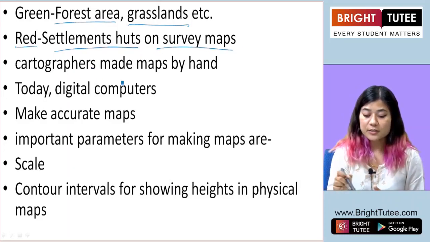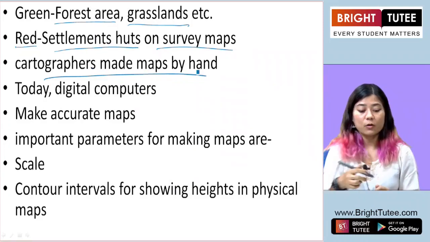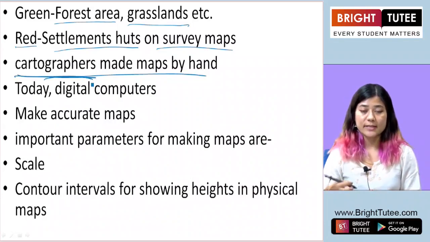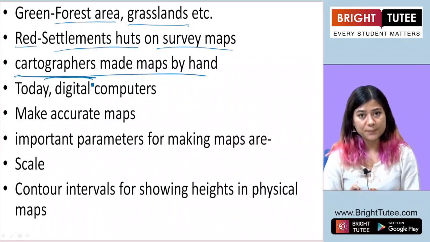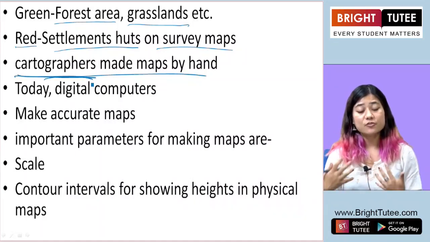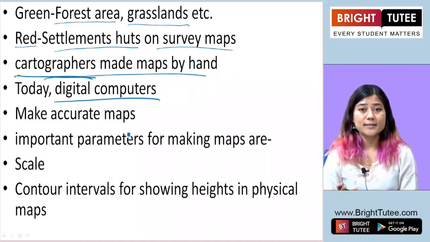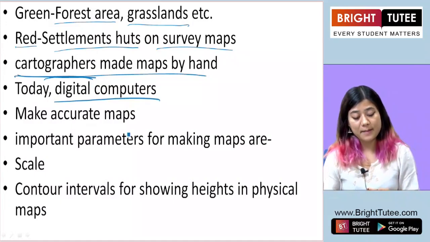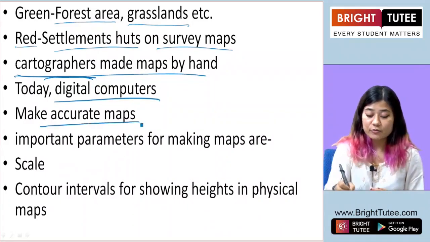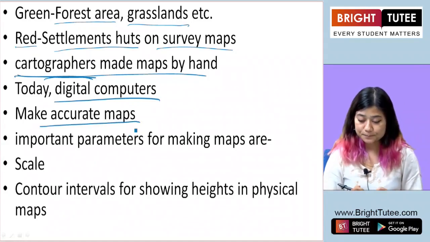The cartographers made maps by hand. So initially, there were people who were called cartographers, and they made maps with their own hand. They drew it, alright? But today, people don't draw it by their hands, but they are drawn by computers. There are programs, there are softwares which help make the maps. And these computers, these machines, they make accurate maps. Okay, they have to be accurate, they have to be exact.